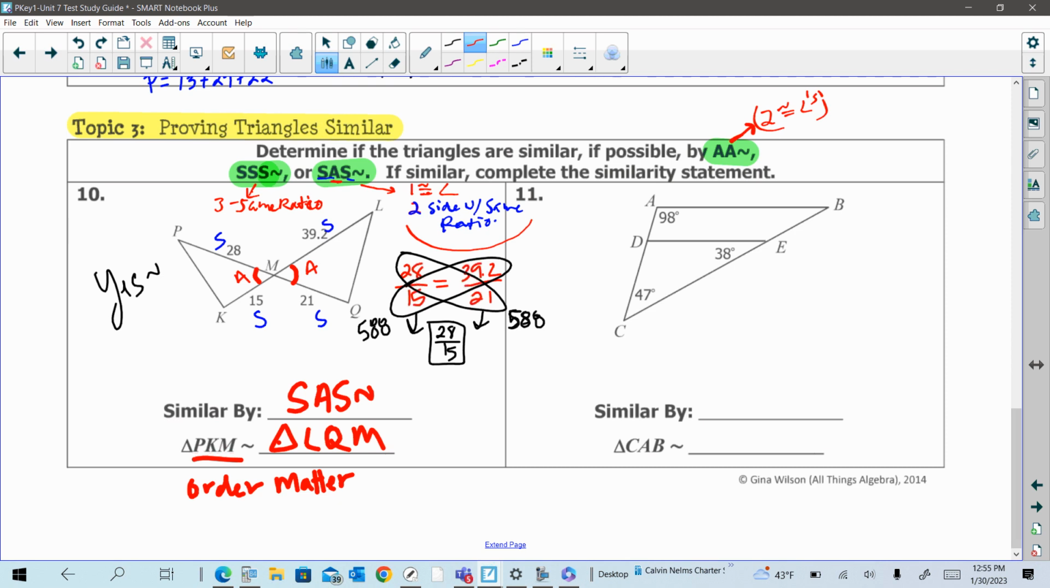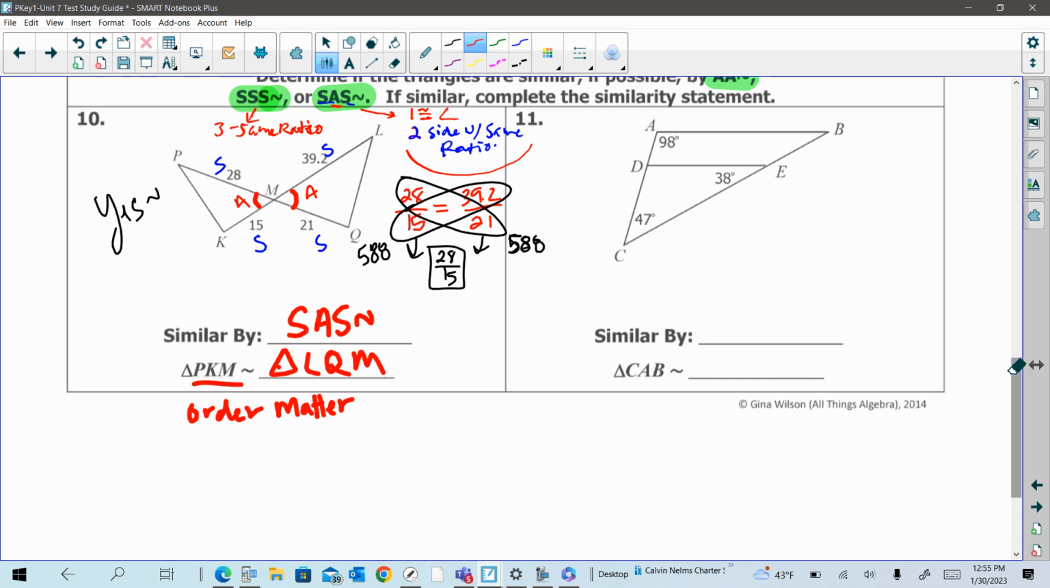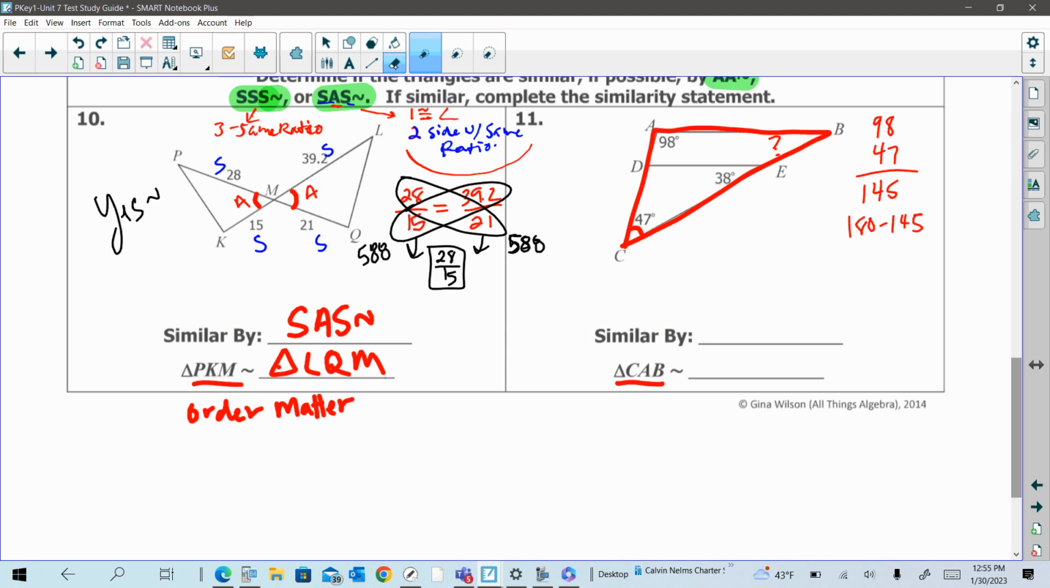Now, the key to this is always just to see what's given. So if I look on this next number 11, what I'm given are angles. So if they're talking about triangle CAB right here, I have this angle C, which is 47. I have the angle A, which is 98. I need to find the missing angle B. I can find that B by adding my 98 and 47 together. That gives me 145, and then take 180 from that. So that means my angle B is 35.